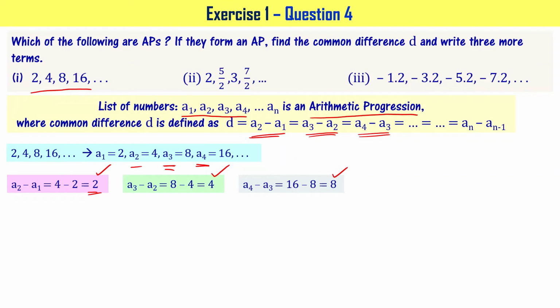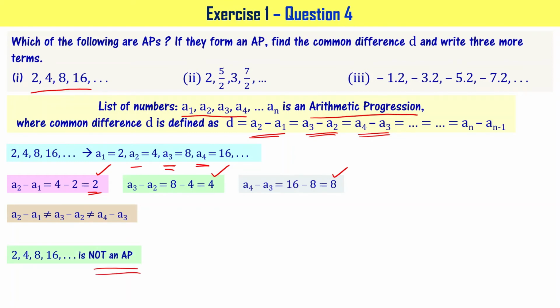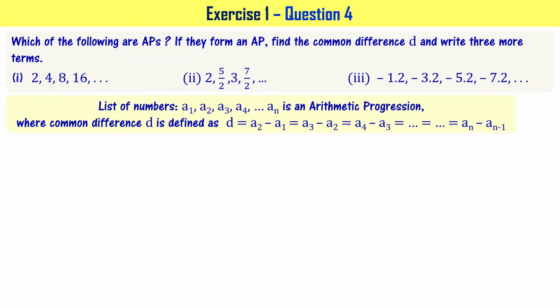They are not constant. These are not a fixed number, right? For that reason, since the difference is not the same, A2 minus A1 is not equal to A3 minus A2, that is not equal to A4 minus A3, right? For that reason, you say that the given list of numbers is not an arithmetic progression. Understood?